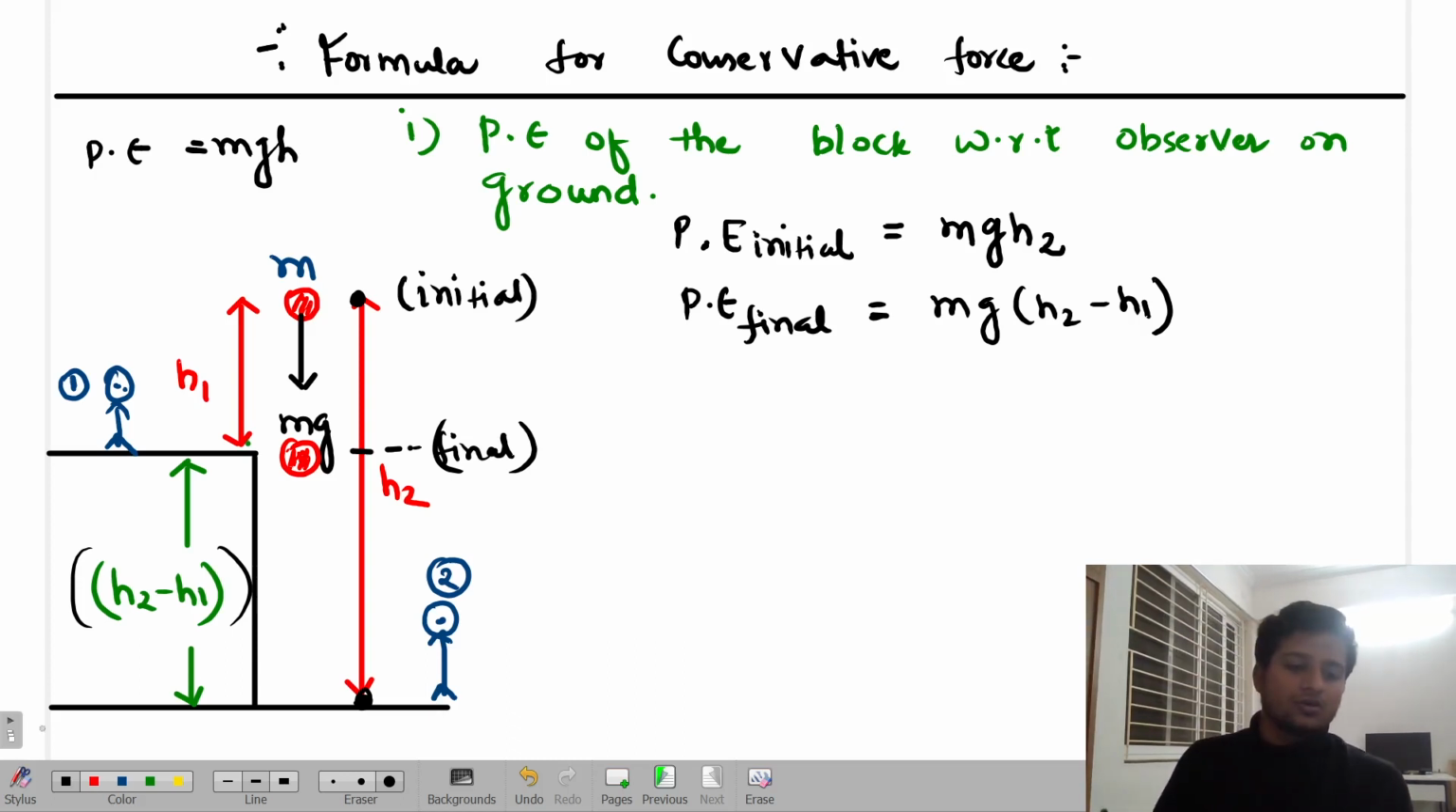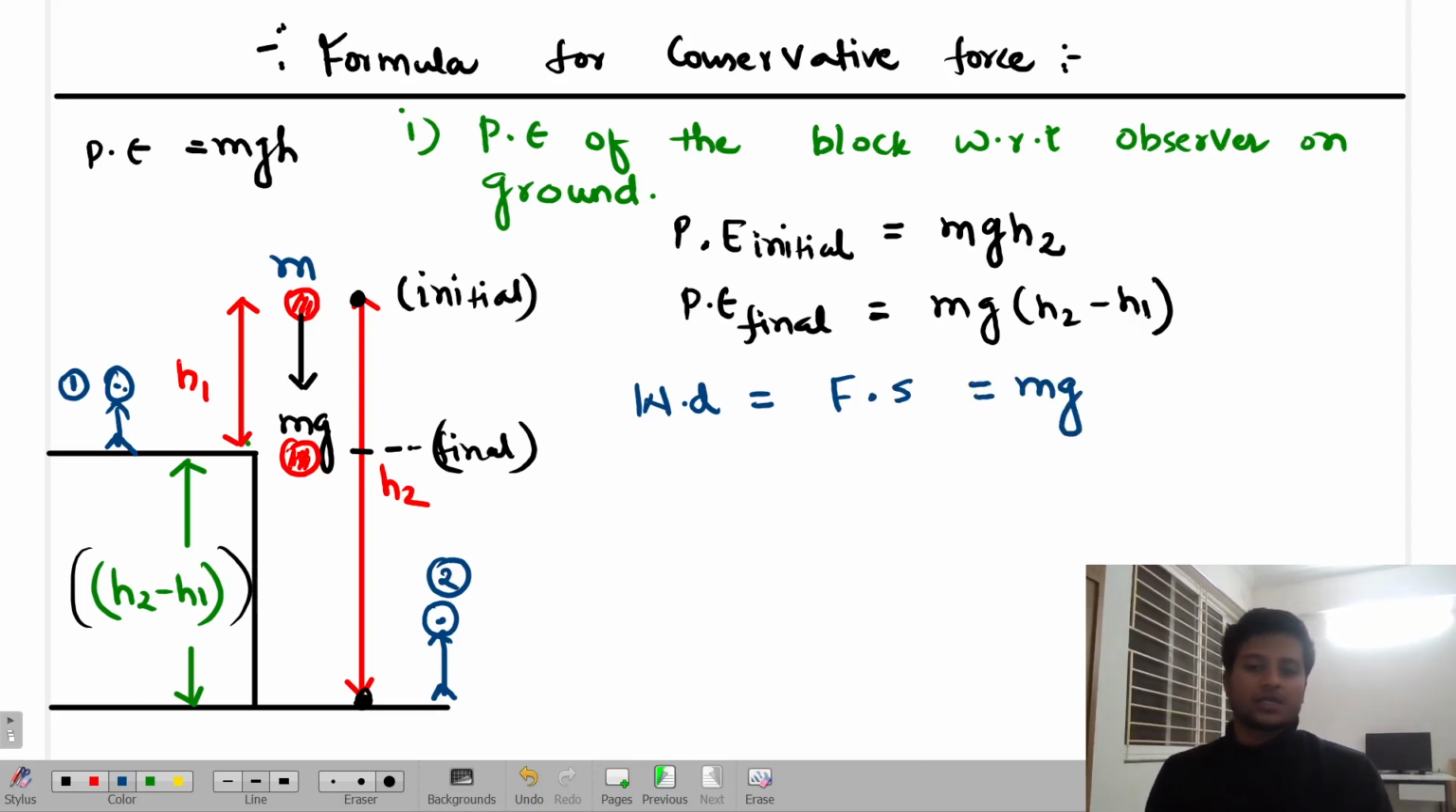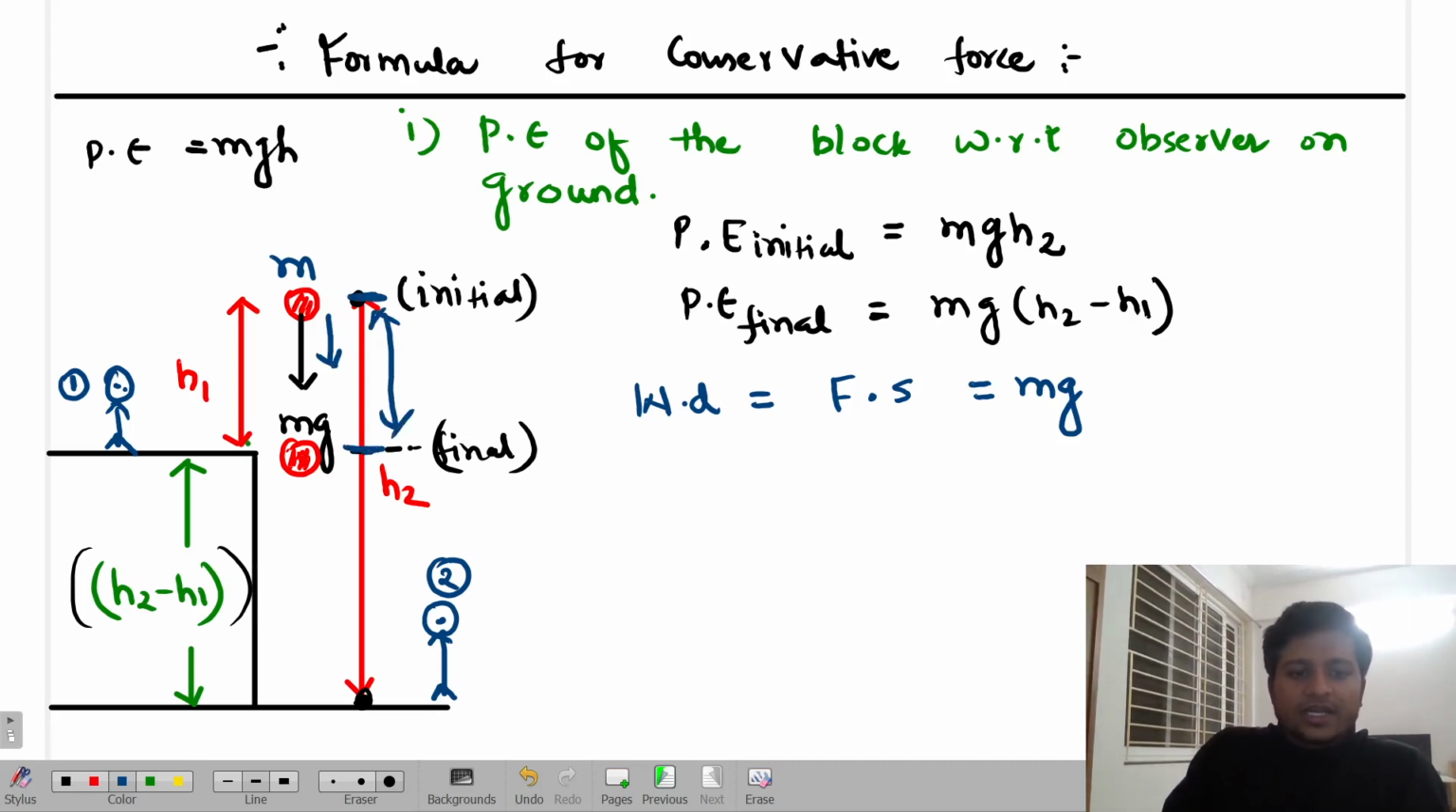Yes. Now you know that work done is equal to what? Force into displacement. What is my force? Mg, isn't it? What is my force acting on the block? Mg, and along this direction only, if the body starts from here and comes over here, the net displacement is this height only, or not? So how much is that? H1.